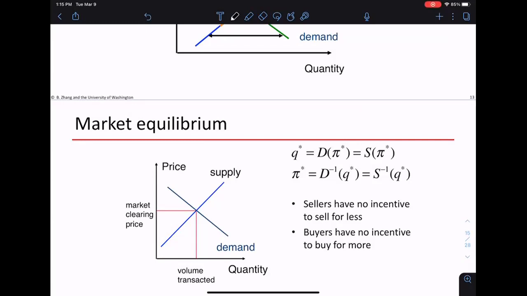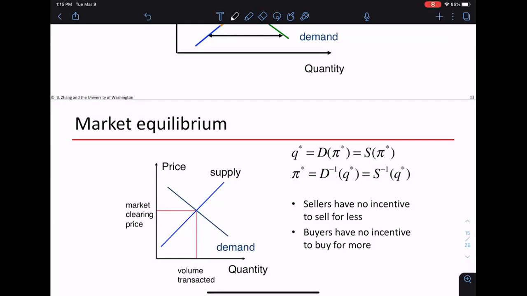Okay, any questions about this market equilibrium? Right, so this explains why it's an equilibrium. Nobody wants to move. This actually doesn't explain why it's a good equilibrium.